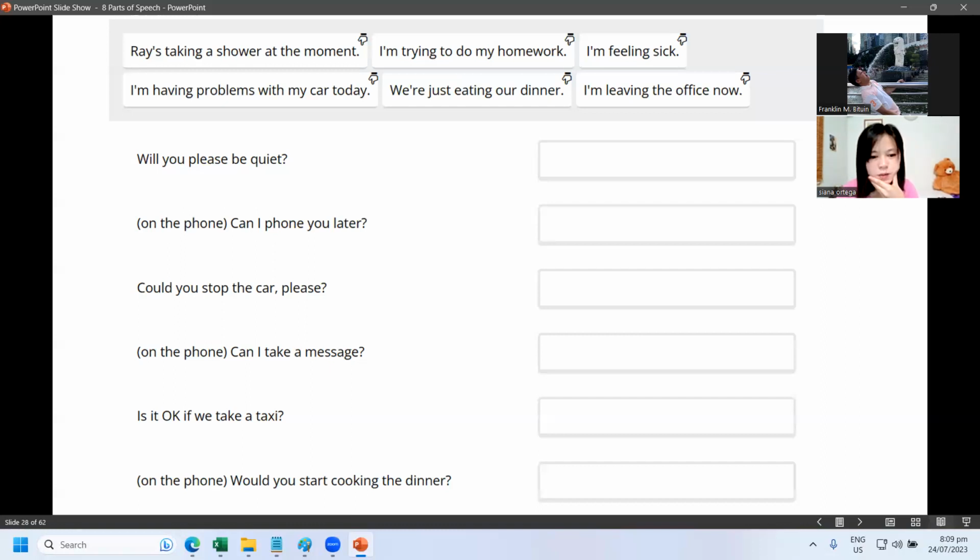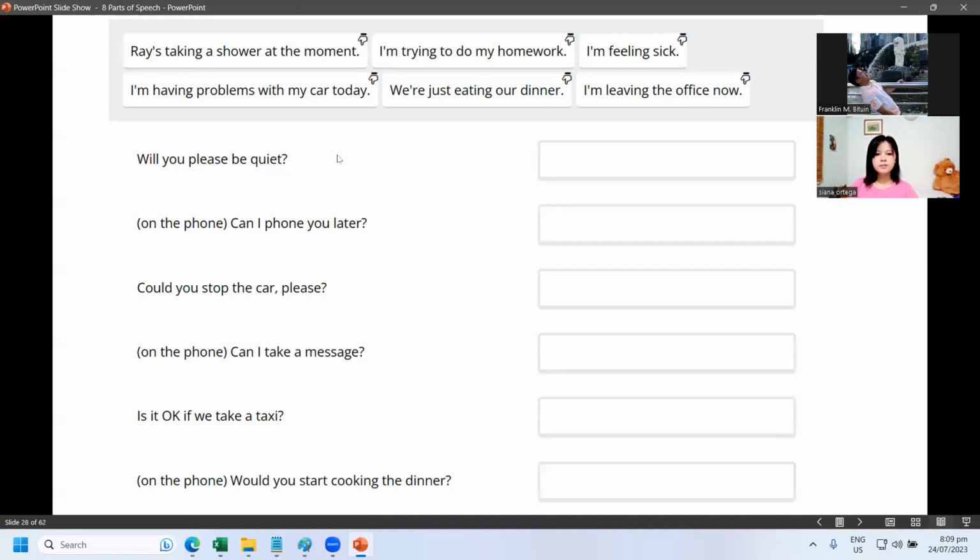Okay. Good. Next. Would you start cooking the dinner? So we're just eating our dinner. Okay. Yes. Very good. See? So you are still doing it. See? I'm, you are. This is present continuous. That's why you have Ray is, I am.